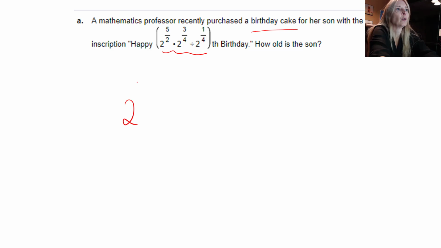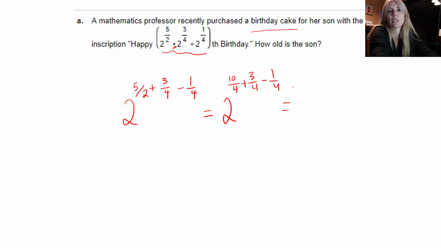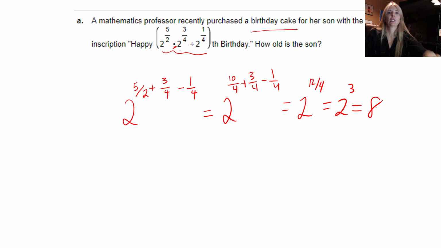Well, if you remember, when you are multiplying with the same bases, you add the exponents, and when you divide, you subtract. So you can do this in many steps, but I can do it all in one step, right? And so I need to get a common denominator. So 5/2 becomes 10 over 4 plus 3/4 minus 1/4. So that's 13 minus 1, which is 12 over 4, which is 2 to the third power. So the little munchkin is 8 years old.